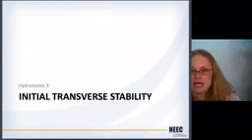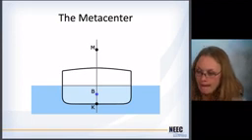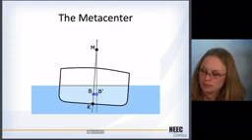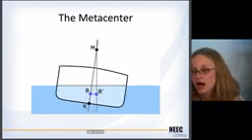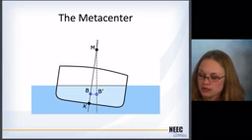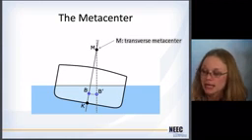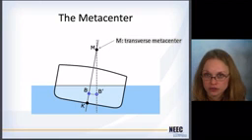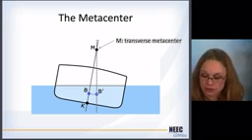Okay, so initial transverse stability. I want to illustrate something called the metacenter. You take the ship and tip it over a little bit, and a little bit more, and a little bit more. You can see that B here is the original center of buoyancy, shifting over to this B prime. You keep going. It turns out that for small angles the center of buoyancy follows a circle, and the middle of the circle is M, called the transverse metacenter.